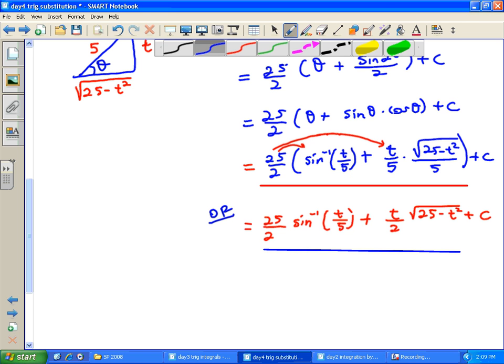Usually if you left it up to that point, everything's absolutely correct. I would not take off points, but it's better if there's a 25 there, you can cancel with the other 25. It's better to go ahead and do that.